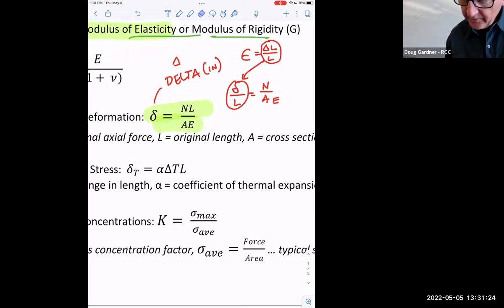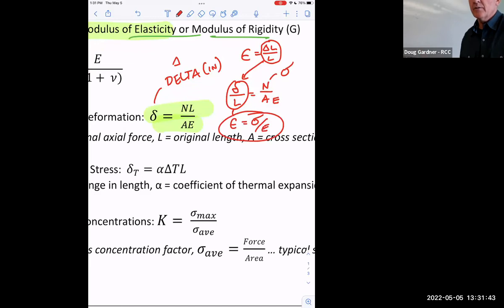Well, where have we seen N over A before? Oh, it's the normal force over the area, sigma. That's sigma. Normal stress. N over A was normal stress. And so if this side is actually just epsilon, and this side is sigma, and then there's an E down on the bottom, this is the same formula we already used. They just made it from previous stuff.